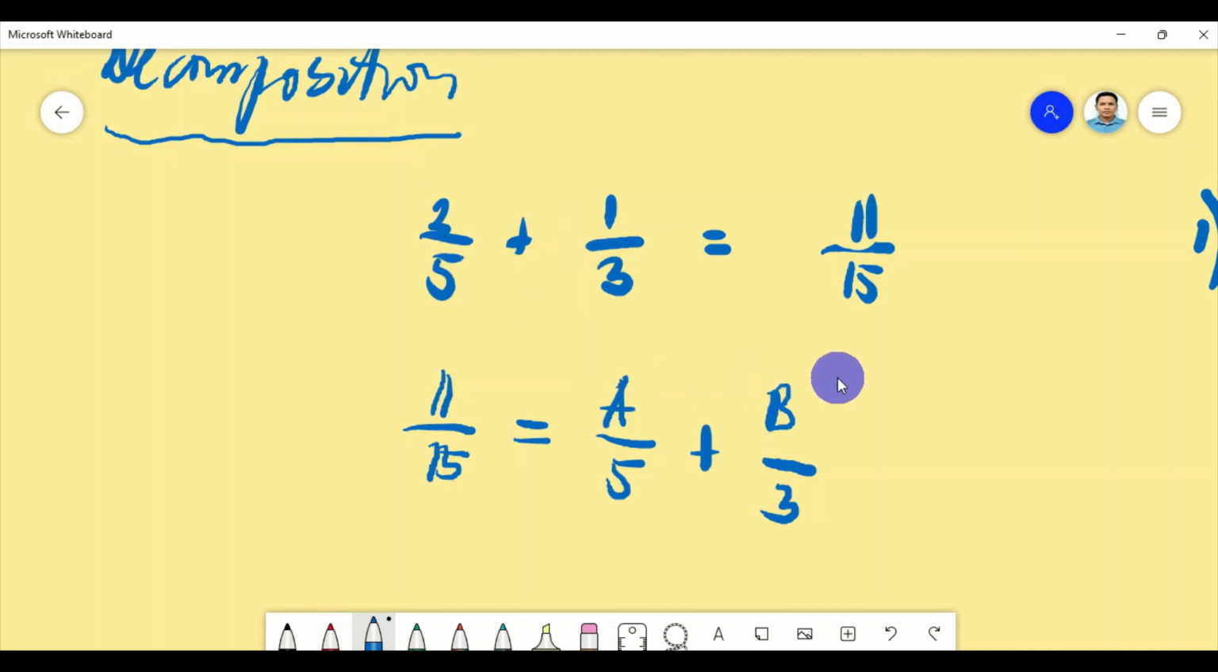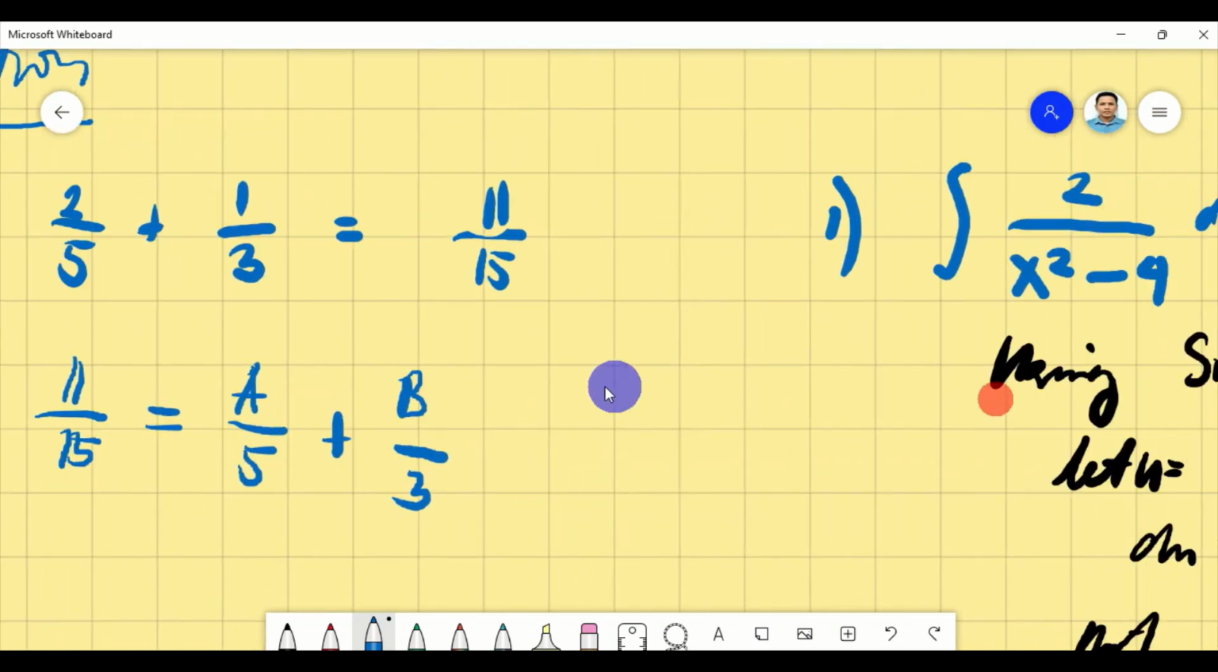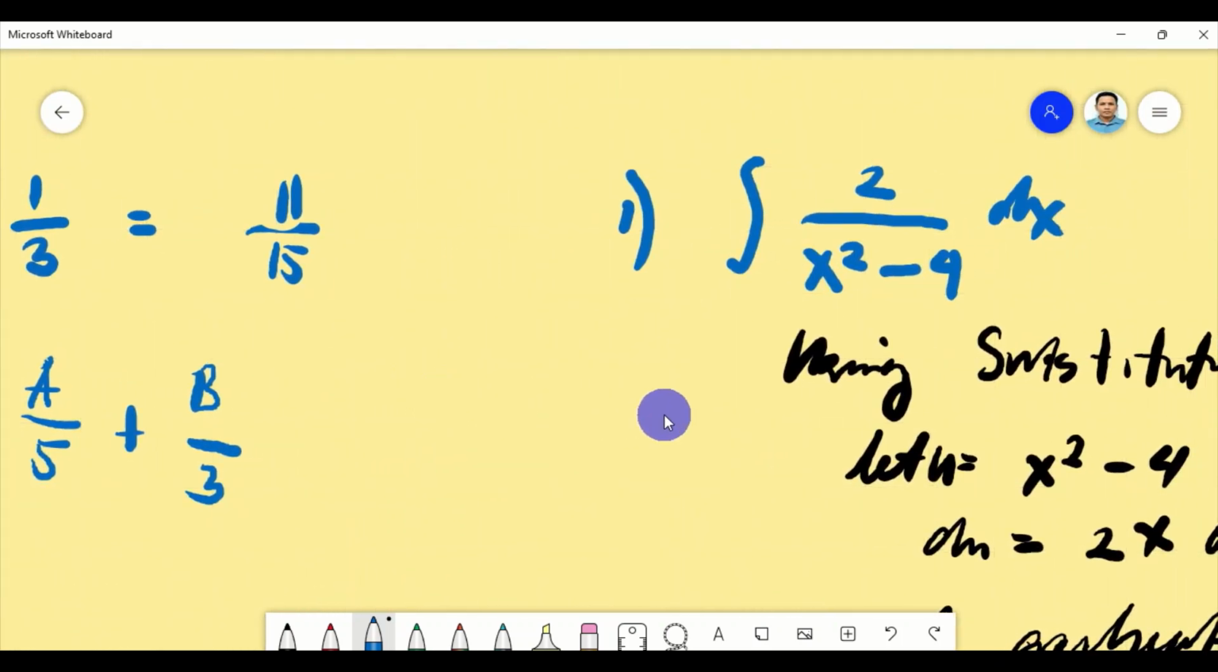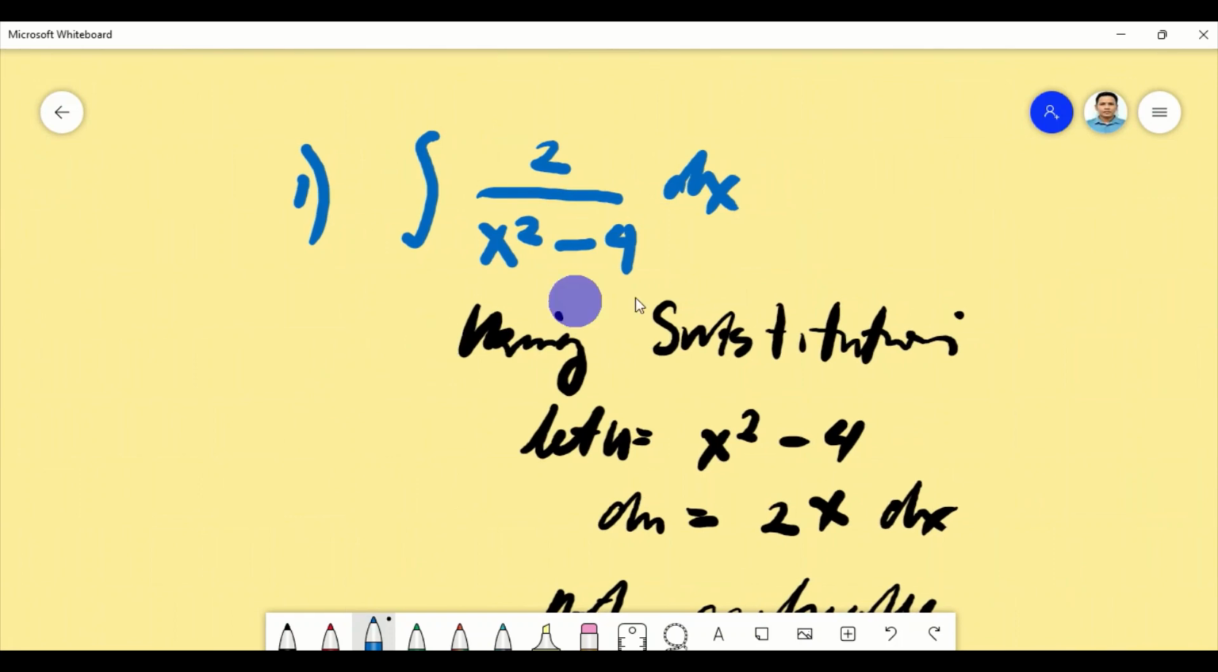In the previous equation, you know that a here is 2 and your b is 1. But in this method of finding the integral of functions using partial fractions, we will be solving for the values of a and b. Okay, so to apply that, let's have this example. For example, you are asked to find the integral of 2 over x squared minus 4 dx.